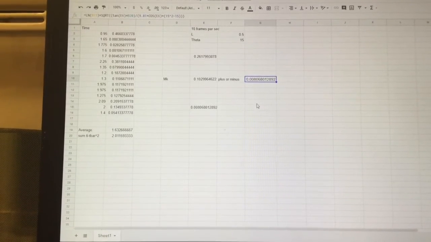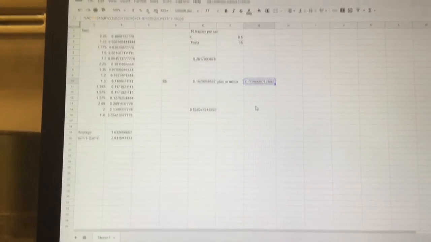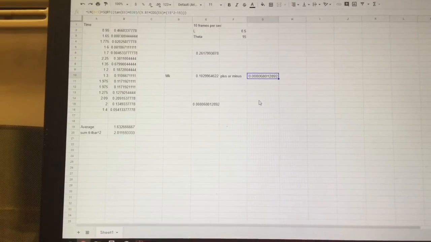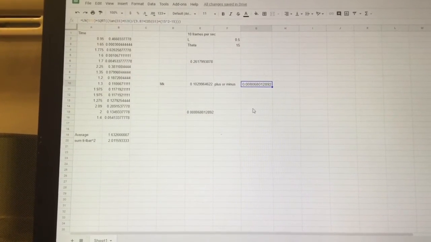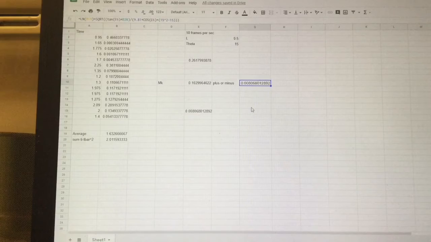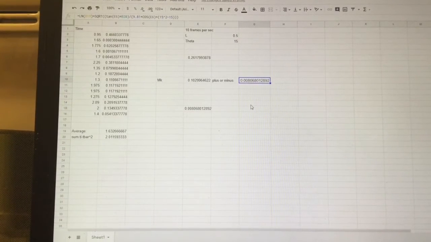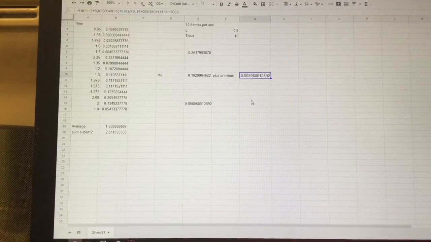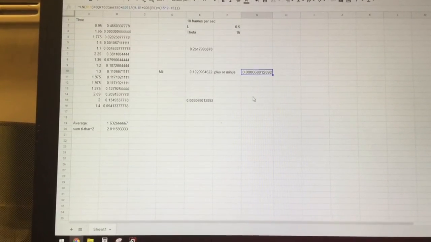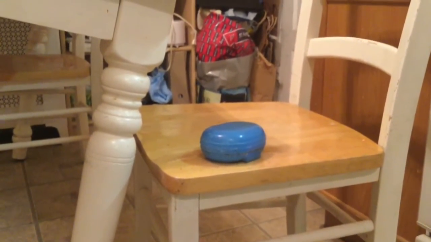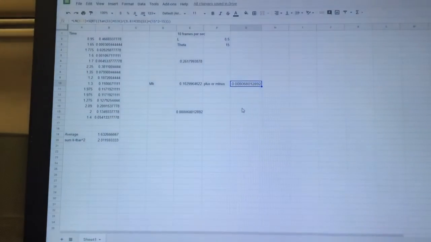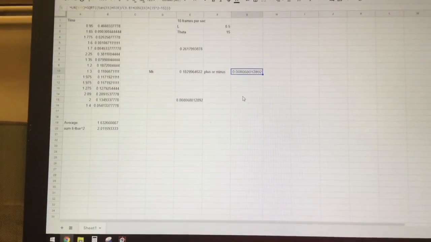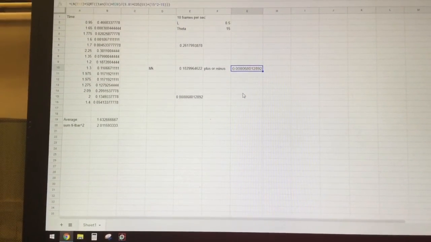Now, we did not have many trials. Also, we only did the first standard deviation, so this is probably not entirely accurate, but I'd say that's pretty good. So the coefficient of kinetic friction between my kitchen table and this soap container is 0.103 plus or minus 0.0081.